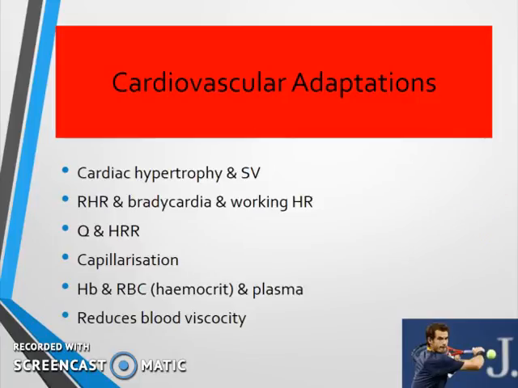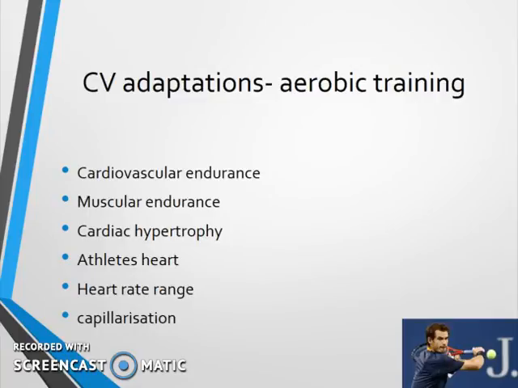So cardiovascular adaptations, aerobic training. In aerobic training, the adaptations that will happen are cardiovascular endurance, muscular endurance, cardiac hypertrophy, athlete's heart rate range, and capillarization. Cardiovascular endurance and muscular endurance go together with cardiac hypertrophy and muscular hypertrophy.